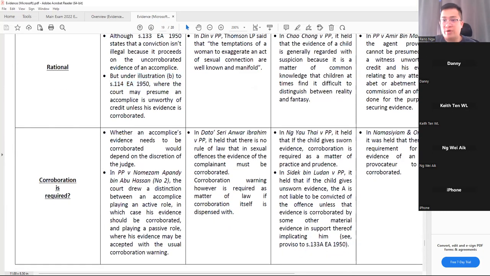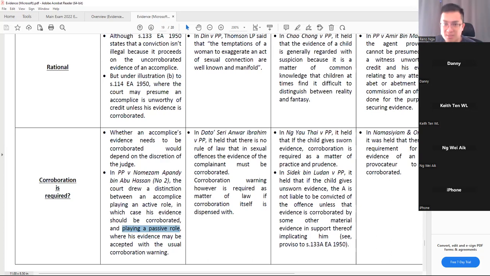I'm not sure whether you guys are referring to the same case or not, but my case is based on BAC case. So if there's an ATC student, you guys have a similar case, you can use it. My case is this, Nomenza Appendi. So in this case, the court drew a distinction between an accomplice playing an active role, in which case his evidence should be corroborated. On the other hand, if the accomplice is playing a passive role, then his evidence may be accepted with the usual corroboration warning.